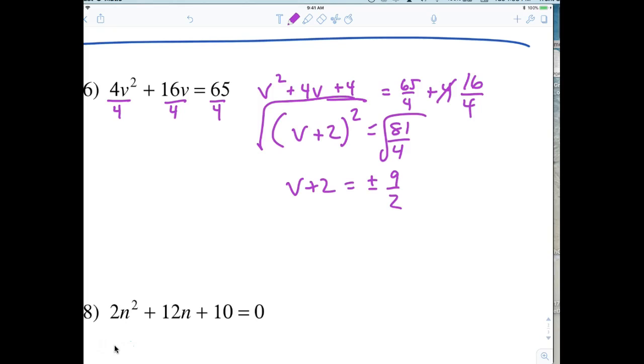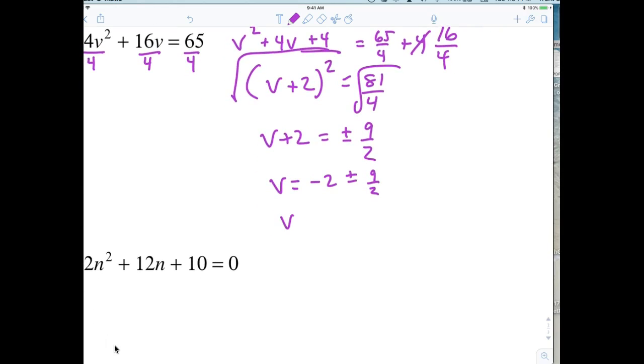All right. So now, let's see what we got. So v is equal to negative 2 plus or minus 9 over 2. All right, so we're not doing negative 2 plus 9. We would have to change that to v equals negative 4 over 2 plus or minus 9 over 2. All right, so now what is negative 4 plus 9? 5 over 2. So v is equal to 5 over 2 or negative 13 over 2.